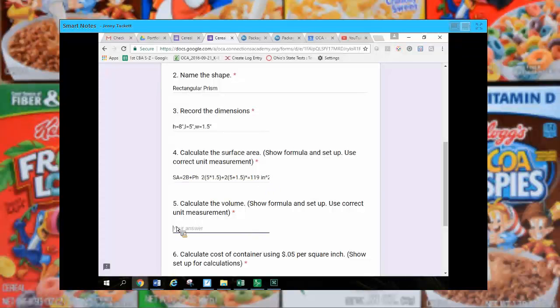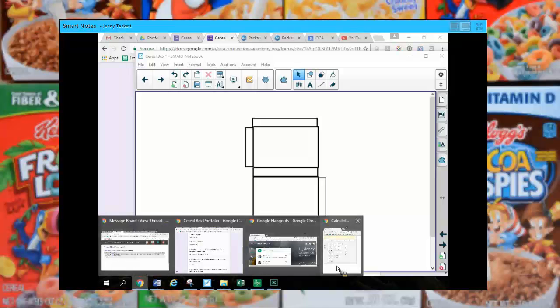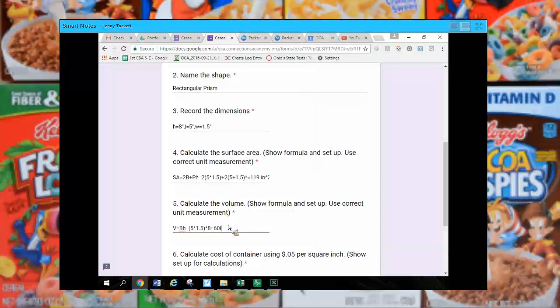Next, I'm to calculate the volume. Well, the volume is just base times height. My base is 5 times 1.5, and that gets multiplied by 8. So 5 times 1.5 all times 8 equals 60 inches cubed.